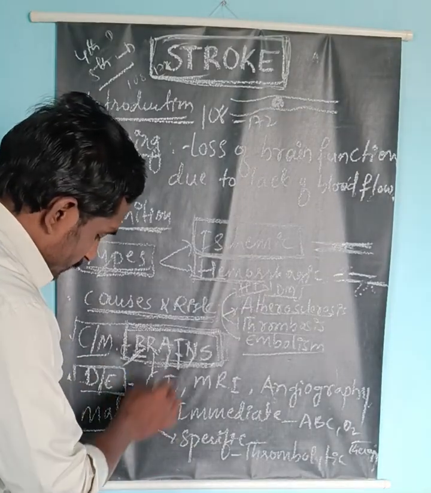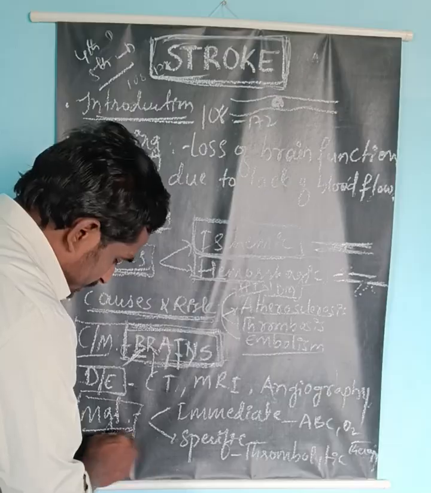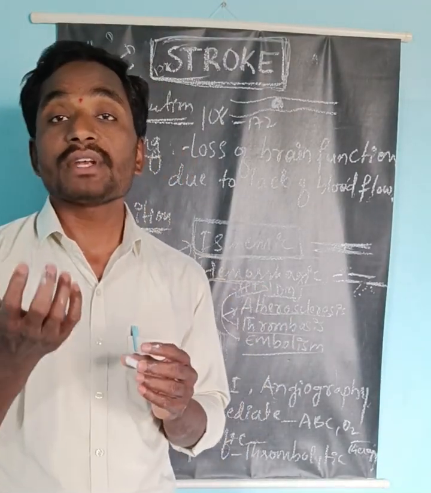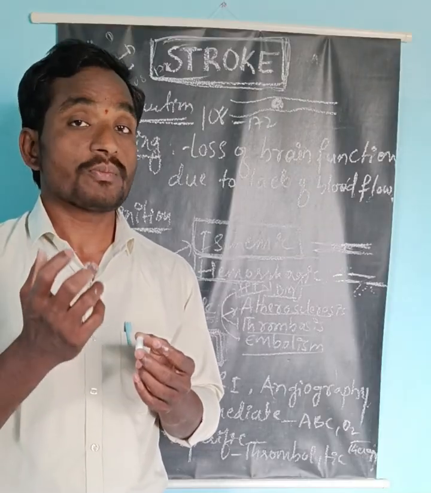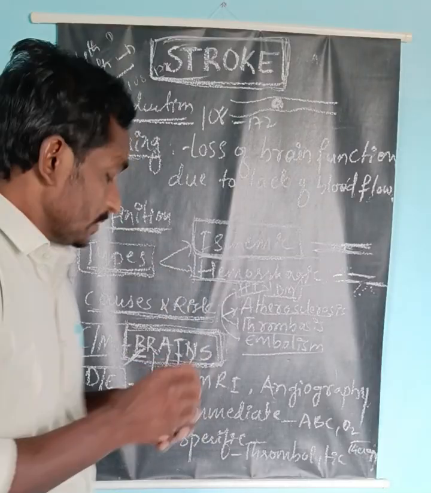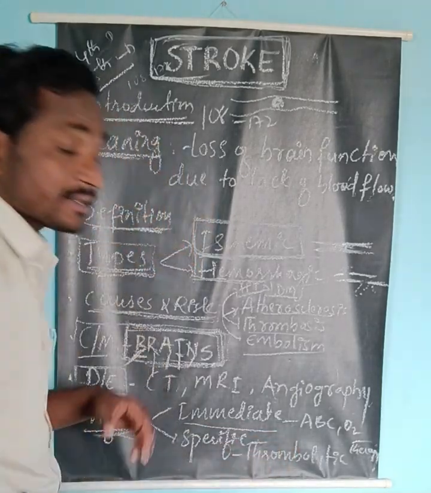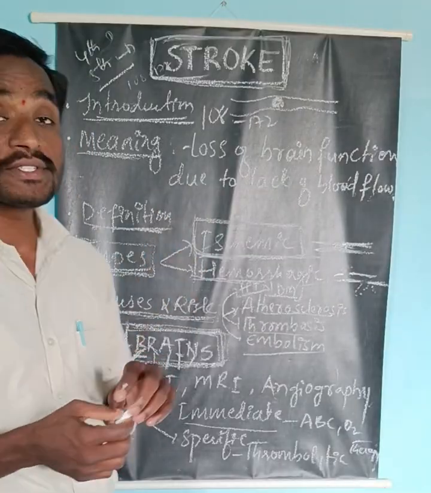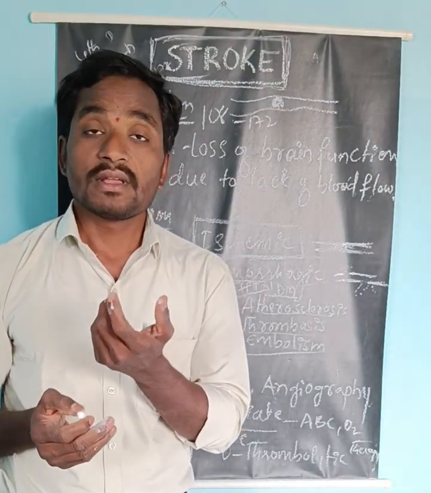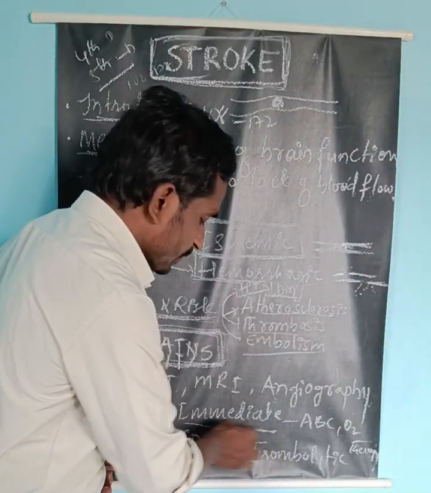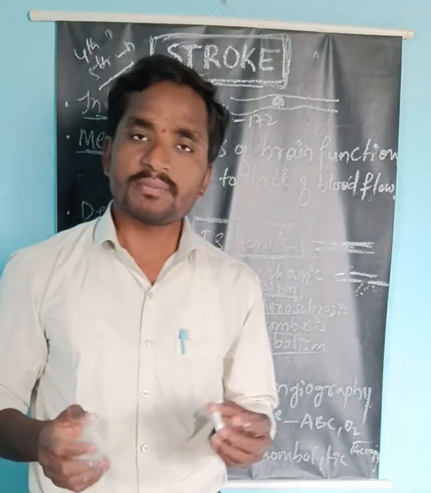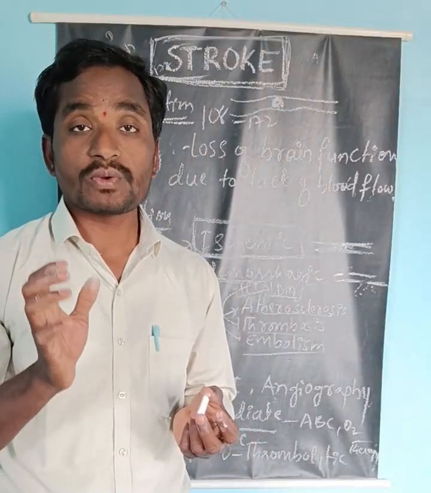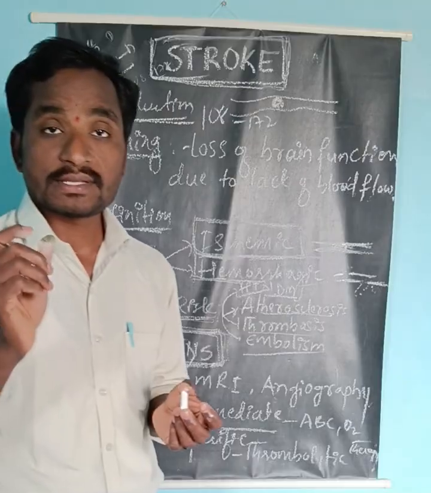Now coming to the management. As said earlier, it is a medical emergency, a life-threatening condition, so immediate treatment should be started. The first immediate treatment is assessment of airway, breathing and circulation, which is very important because the patient may suddenly go into coma and lose his life. So immediate care is important. Assessment of airway, breathing, circulation and providing oxygen is also crucial, to restore normal function of the brain.